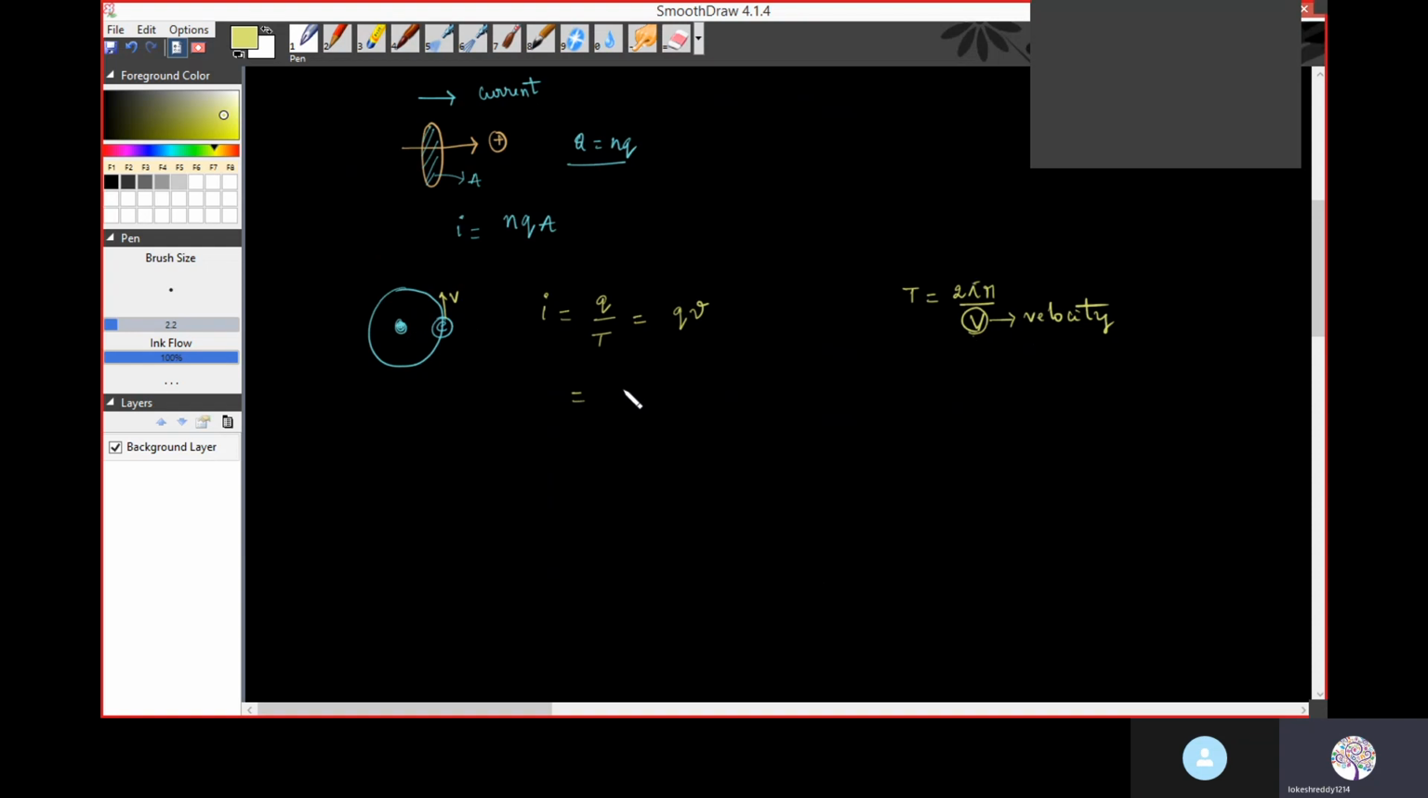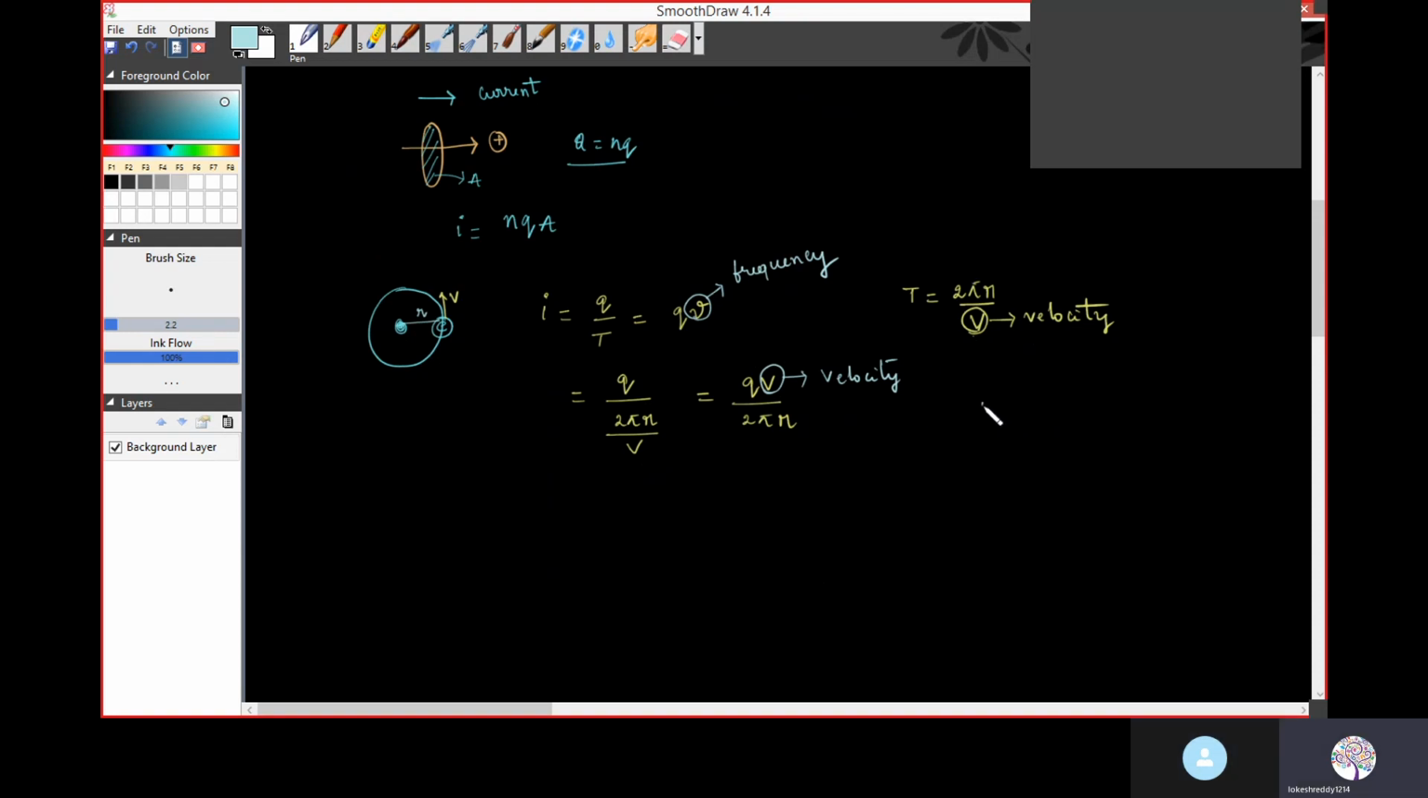So I can write here I = Q/(2πr/V), that is equal to QV/2πr. You have to remember this V is velocity, and here ν is frequency, and r is the radius.